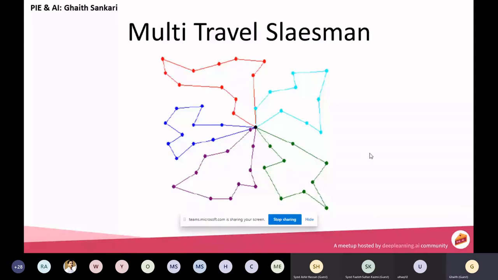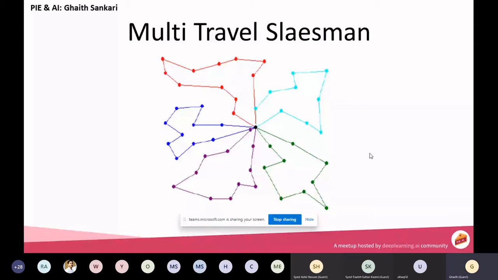But using graph theory will help us. If you find a solution for this problem, even this scheduling and all of these nightmares will be solved. So how to solve the multi-traveling salesman?